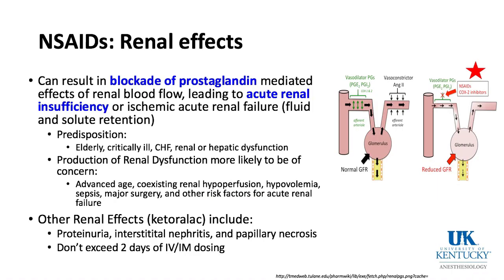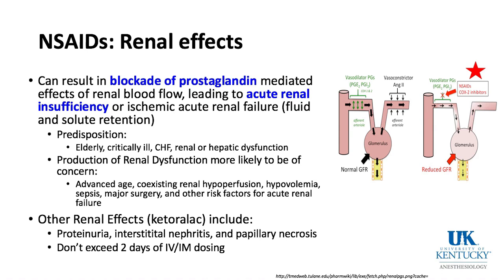The next key word is NSAIDs and the renal effects. Let's look at the graphic on the right first, showing how prostaglandins can dilate the afferent arteriole and angiotensin can constrict the efferent arteriole, and this affects glomerular perfusion and glomerular filtration rate. We want those prostaglandins in that afferent arteriole to vasodilate and to improve blood flow to the glomerulus. And you can see on the far right that NSAIDs and COX-2 inhibitors can have an inhibitory effect on prostaglandin formation and therefore reduce afferent arterial blood flow in the kidney, reducing GFR.